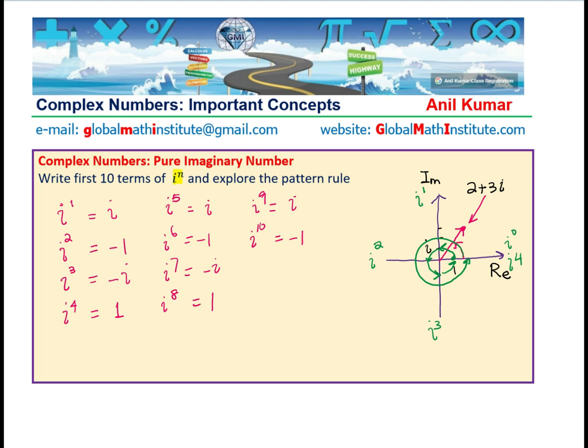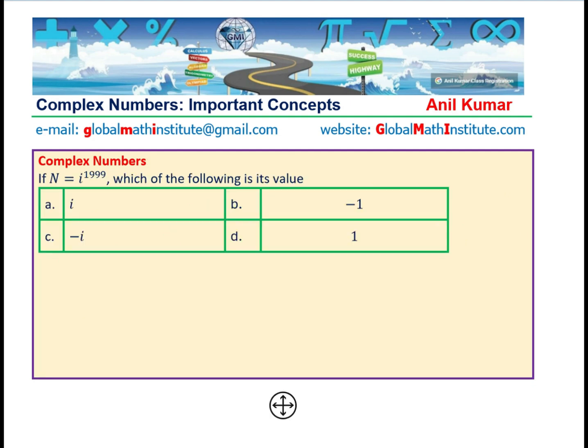Powers of i. Multiplication by i is a counterclockwise movement by 90 degrees on the Argand diagram. Does that make sense to you? That could be a competitive exam test question also. So I hope you have understood the concept, and with that, let's answer the questions.